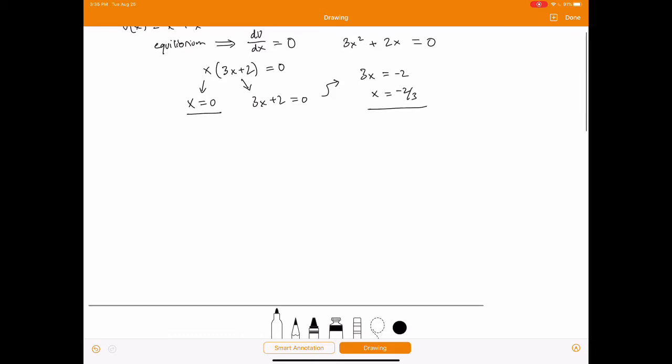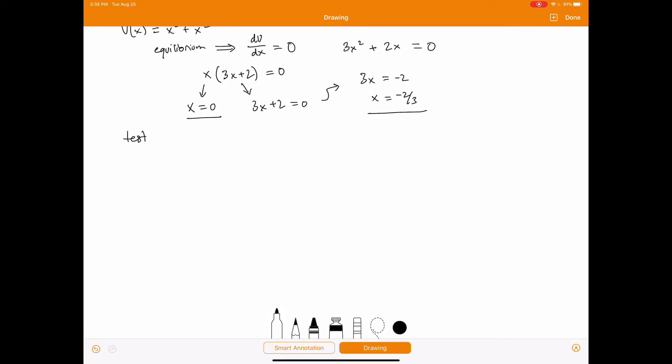So for each one of those, we have to test for stability. And the way we do that is using the second derivative. Okay, so here, we're going to take the second derivative of the potential energy function. The first derivative is over here. That's 3x squared plus 2x. So the second derivative is just the derivative of that, which is going to be 6x plus 2. Okay?